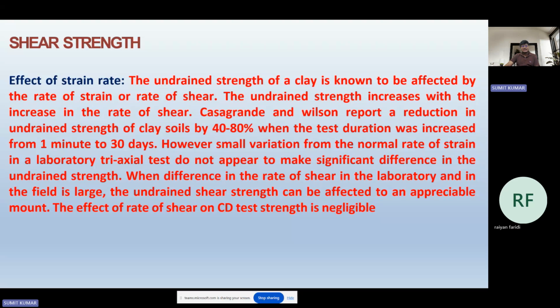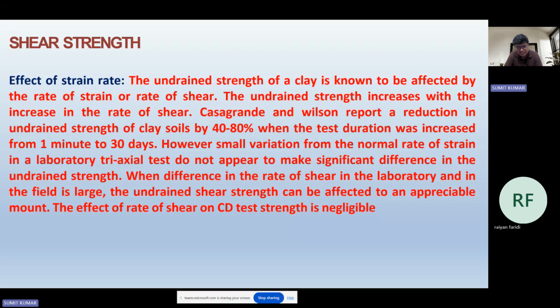Casagrande and Wilson report a reduction in the undrained strength of the clay soil by 40 to 80% when the test duration was increased from 1 minute to 30 days. However, a small variation from the normal rate of strain in a laboratory triaxial test is observed. Tests do not appear to make a significant difference in the undrained strength.